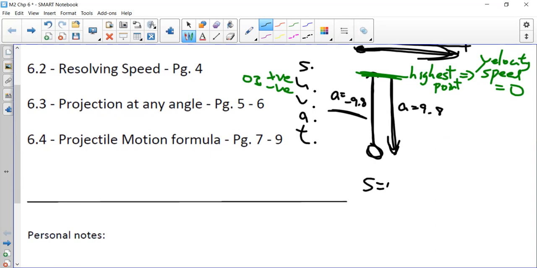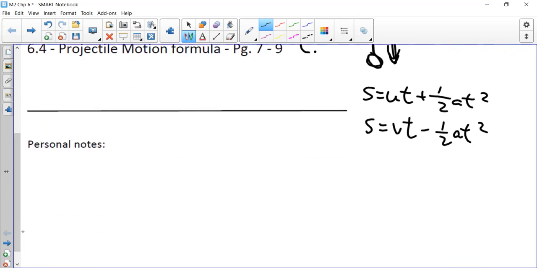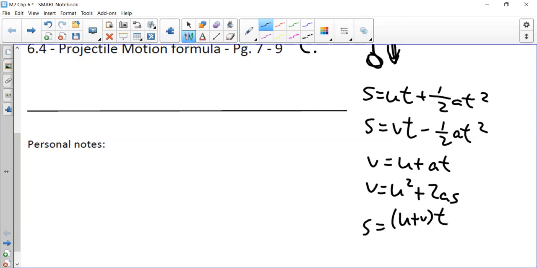The first one, I'll put s equals ut plus a half at squared. There is a twin equation, which is s equals vt minus a half at squared. You have v equals u plus at. You have v squared equals u squared plus 2as. You also have the one s equals (u plus v) times t divided by 2, which we rarely use. The first 4 are the main ones, right? So that's a bit of intro.